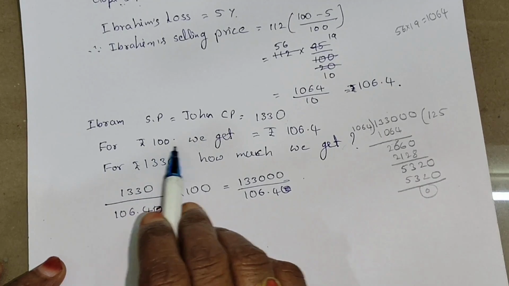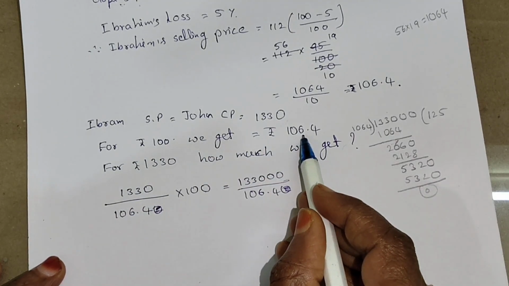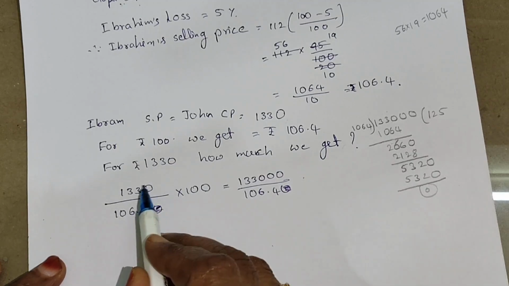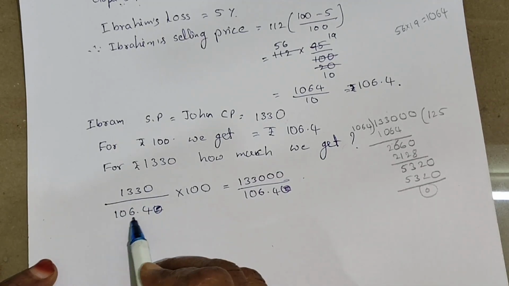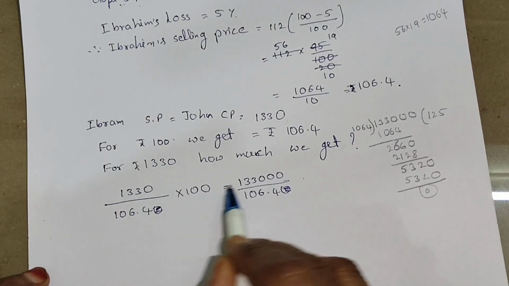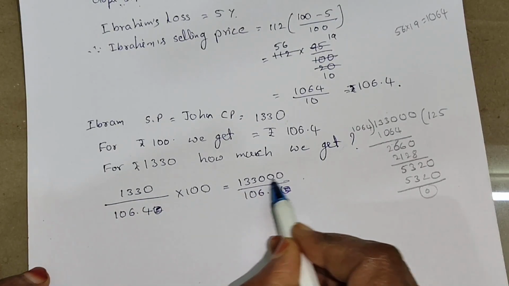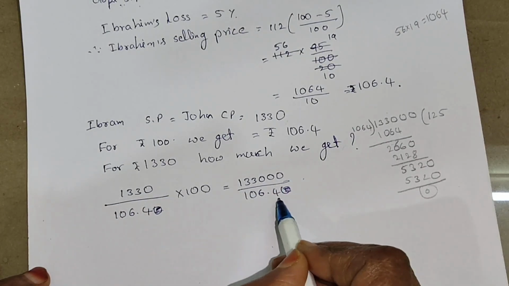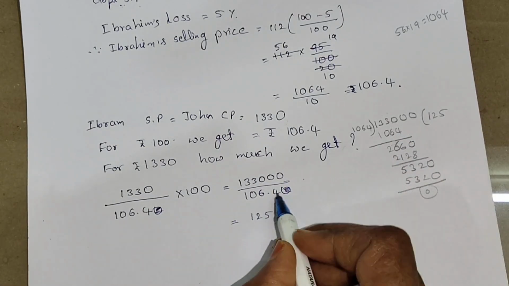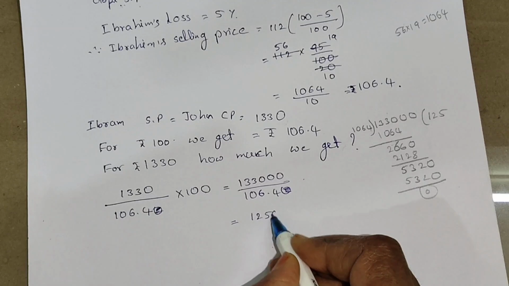Now here for 100 rupees we get 106.4. For 1330 how much we get? So here we write 1330 by 106.4 into 100. So here 1330 into 100. So we write 133000 by 106.4. Here do the division. Here denominator 1 point is there, so we write 10.